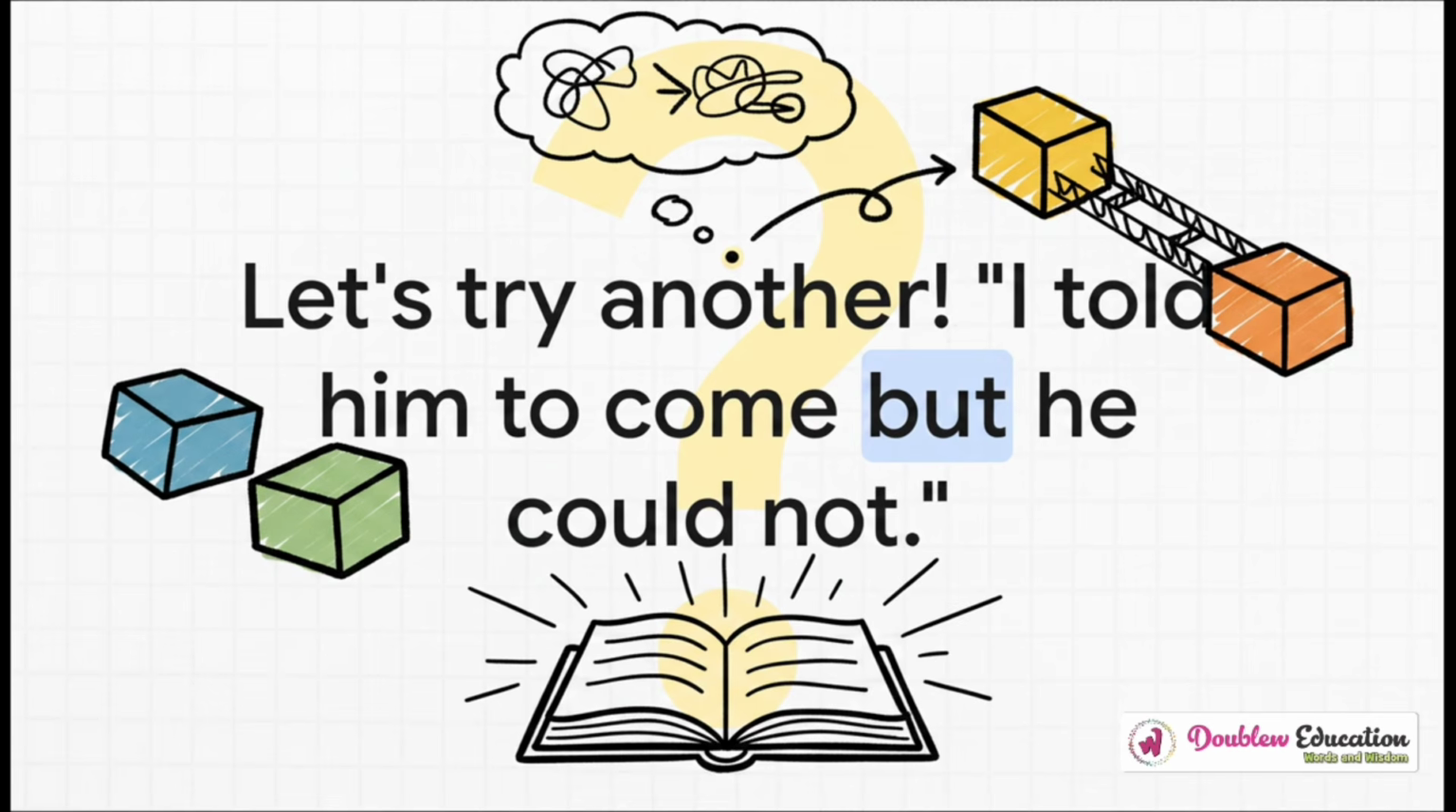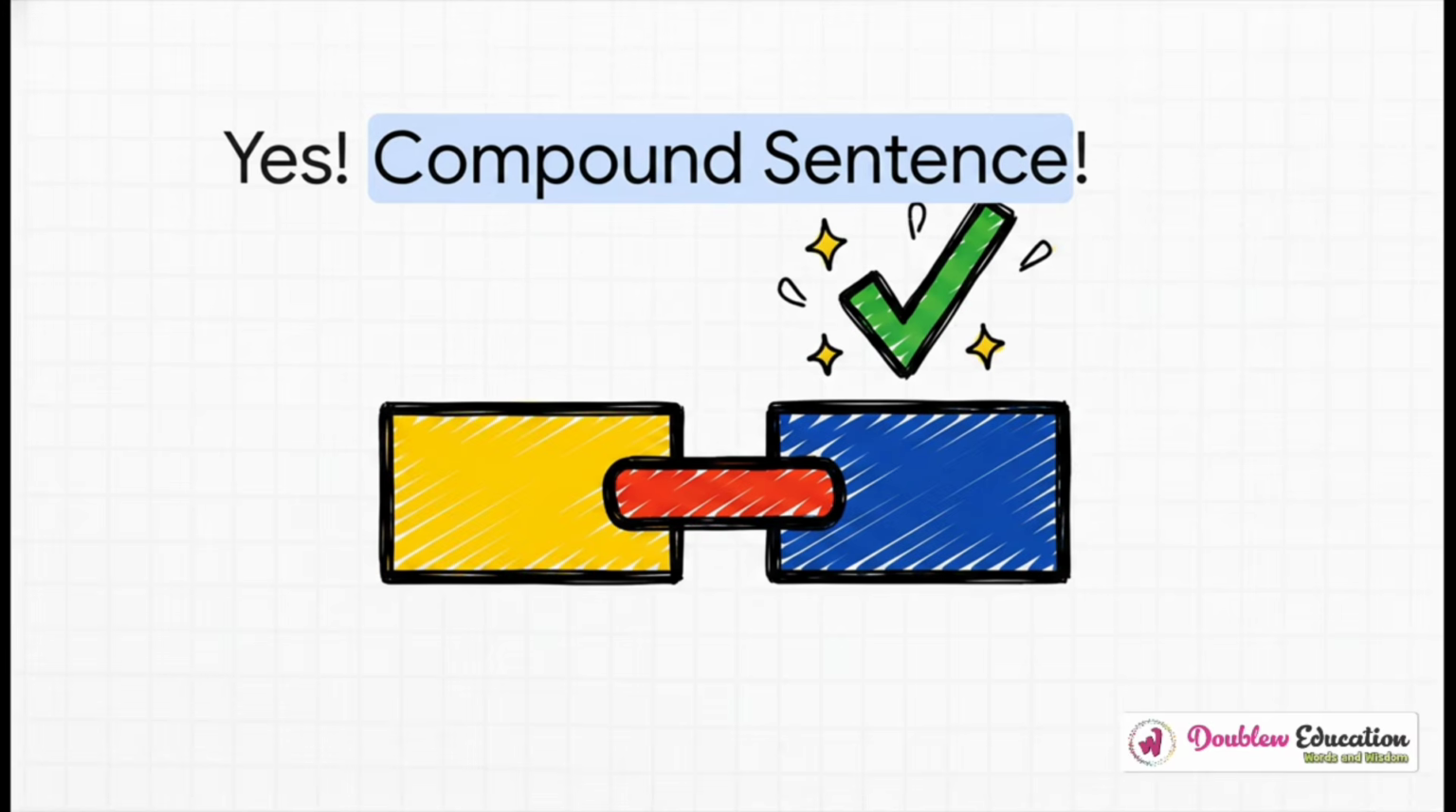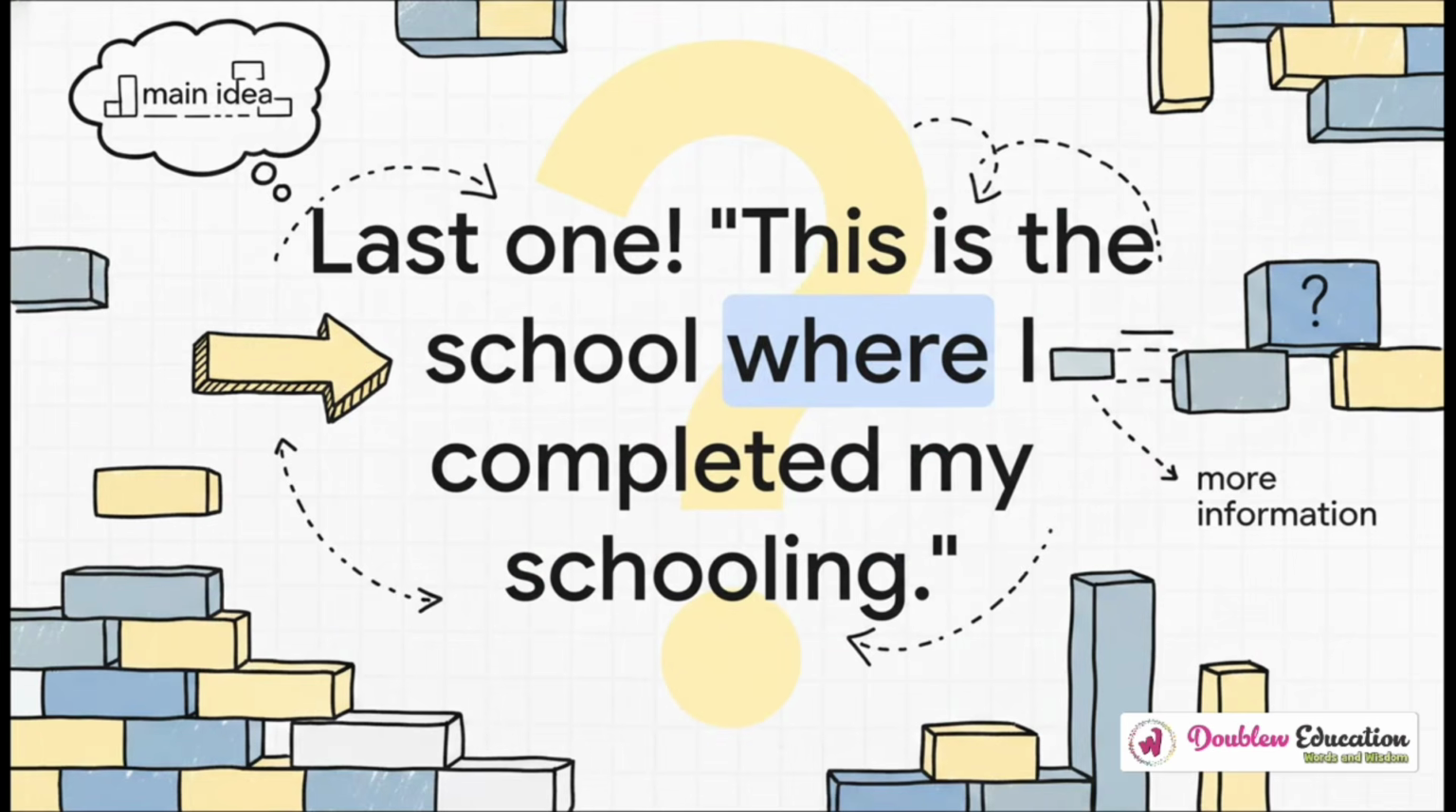What do you notice here? Do you see one of those special connector words? Are there maybe two separate strong ideas being joined together to tell a bigger story? Brilliant. I told him to come is one strong block, and he could not is another strong block, and they're joined together perfectly by our connector, but. That's a classic compound sentence. Great job.